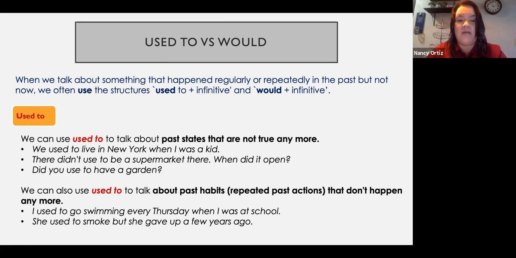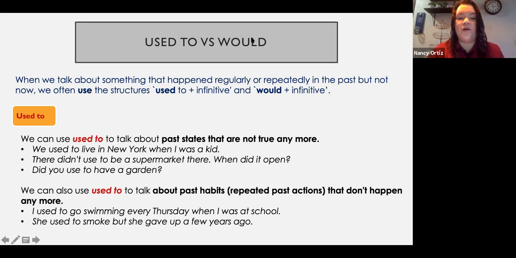And the next one: did you used to have a garden? Imagine that we're talking about your childhood, the house you had in your childhood, and I ask you, "Hey, did you used to have a garden?" I'm talking about a past state and probably a past house. Okay, is this clear? All right, this is the first use.